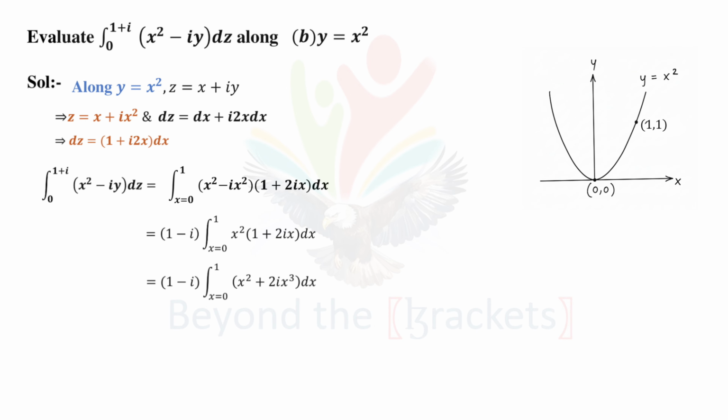Integrating this with respect to x, 1 minus i is constant. Integration of x square will be x cube by 3 plus 2i is constant. Integration of x cube will be x power 4 by 4. Substituting upper limit minus lower limit, we get (1 minus i) into (1 by 3 plus i by 2), and the lower limit is 0.